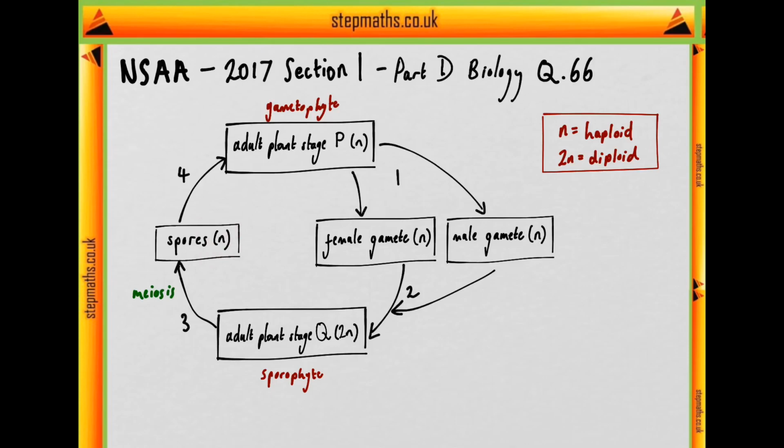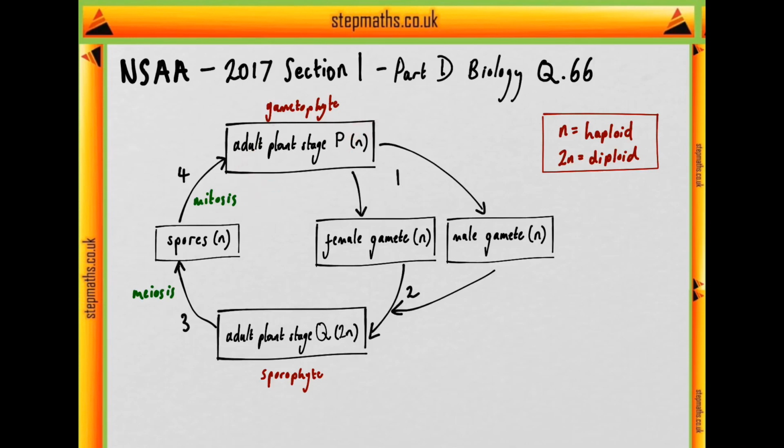So what must be happening in this process is the development of spores into a plant, which can happen through a process of mitosis, i.e. the proliferation of genetically identical cells, which can then specialize to form a plant.